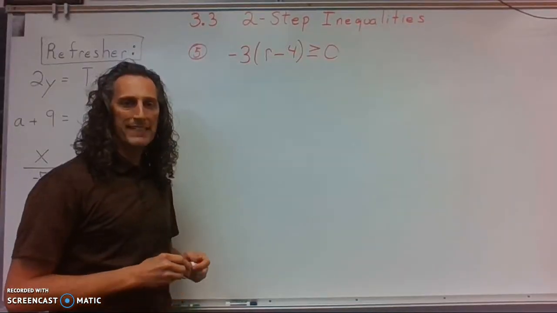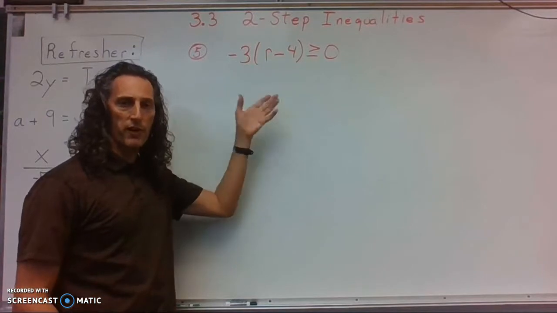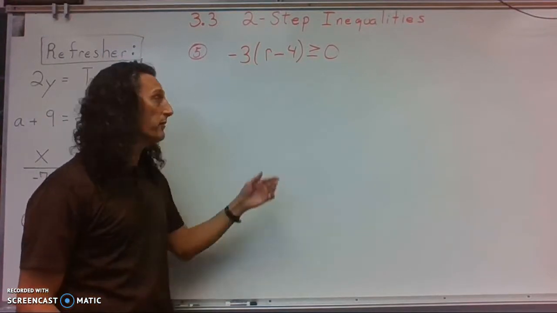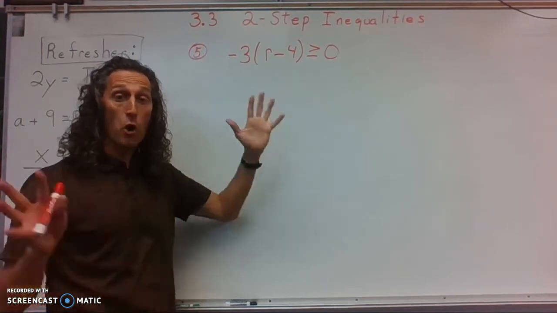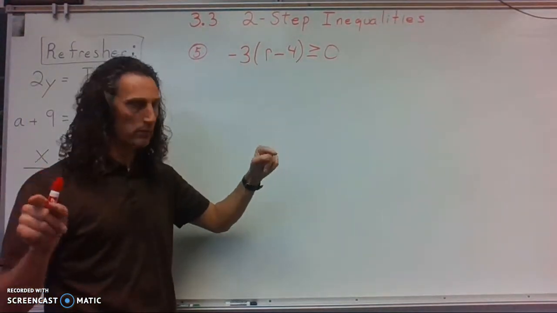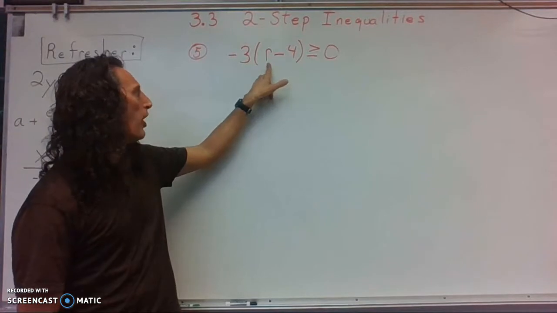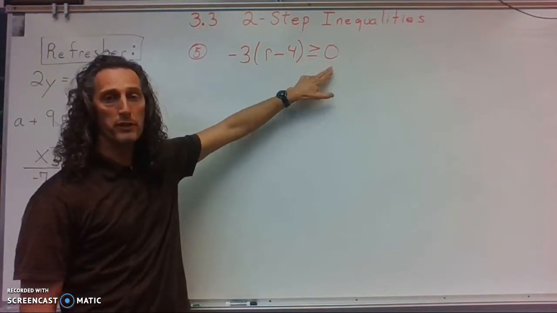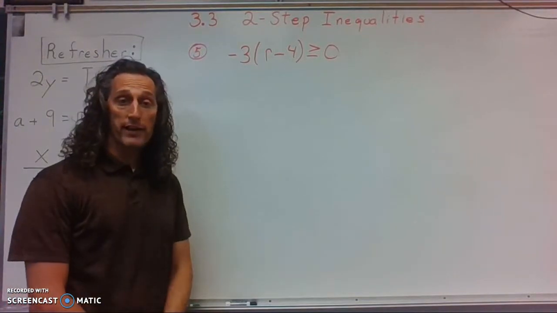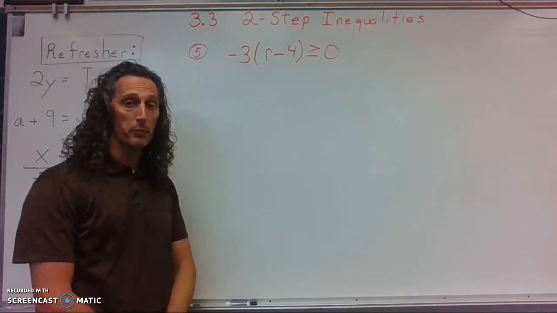All right, so here is example 5. As soon as I read it off, hit pause and then copy it down. So it says negative 3, and then it has parentheses. Oh no, parentheses. Don't worry about it. So inside the parentheses is r minus 4, and then that's greater than or equal to 0. So hit pause right now if you need to, and copy down number 3.